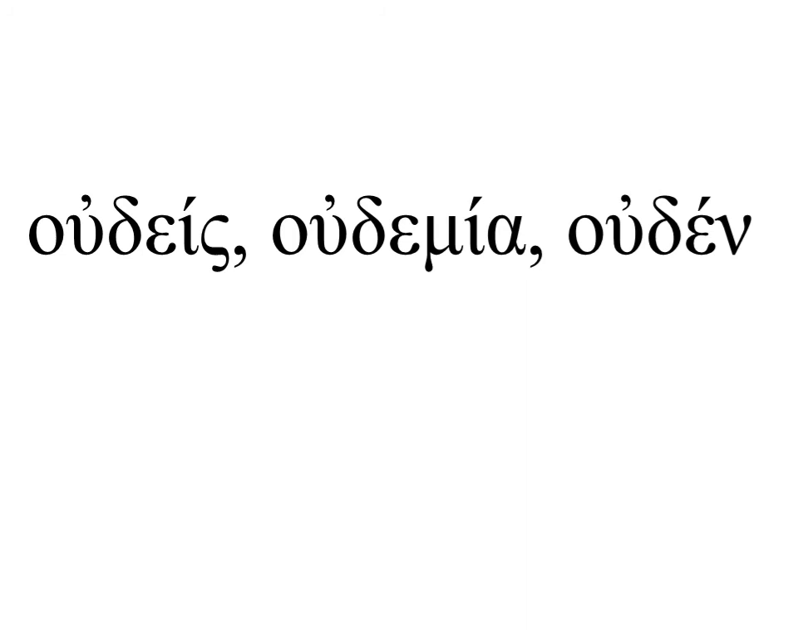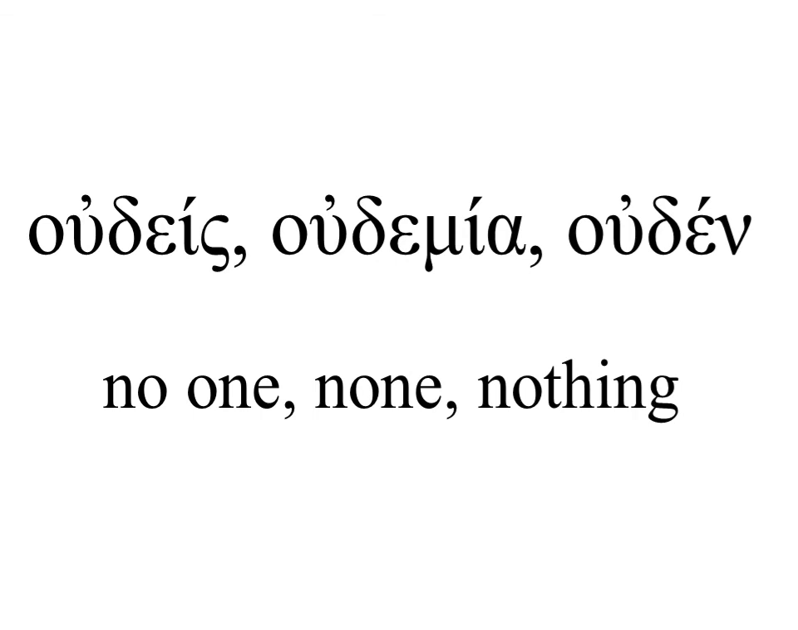Another 3-1-3 with a different middle stem for the first declension. This is just a negation of hes mia hen, which is one, and this would be not one. So we have udes, udemia, uden. And this is no one, none, or nothing. Hes is one, so the negation of it is no one.